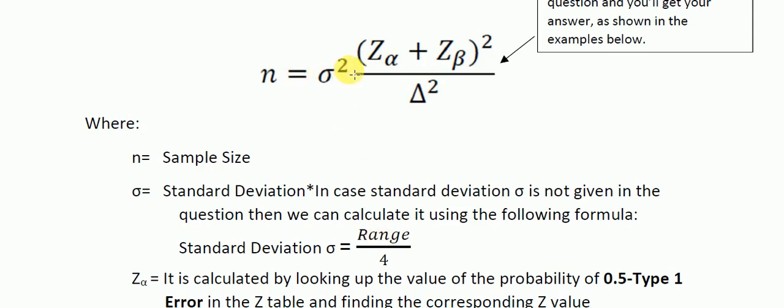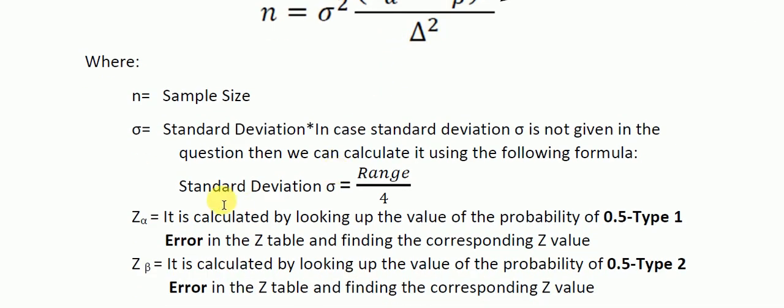Okay. Then we have the values z alpha plus z beta, whole square, divided by delta square. So what's z alpha? Z alpha is calculated by looking up the value of probability 0.5 minus type 1 error in the z table and finding the corresponding z value.